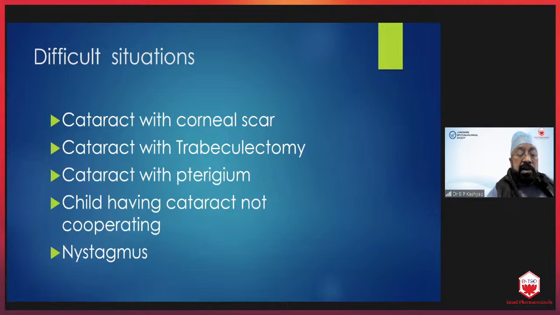If the child has cataract and is not cooperating, and the child is above the age of 3 or 4 or 5 but not cooperating, please put the patient under GA. Do the IOL power calculation while under GA and then do the operation. If the patient has nystagmus, give a peribulbar injection and do the power calculations. We can discuss all these things in detail.